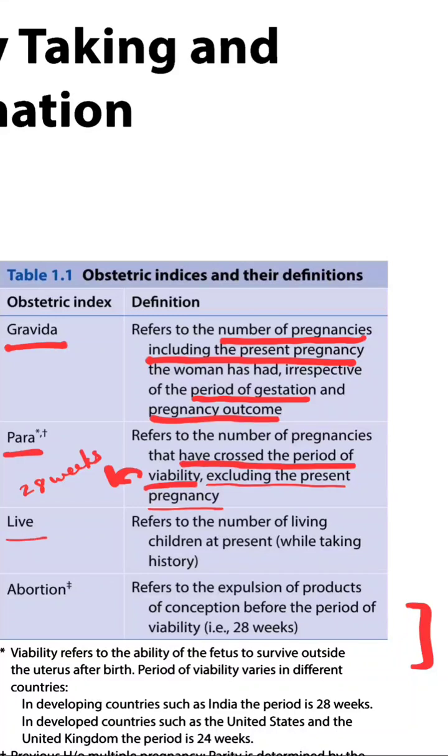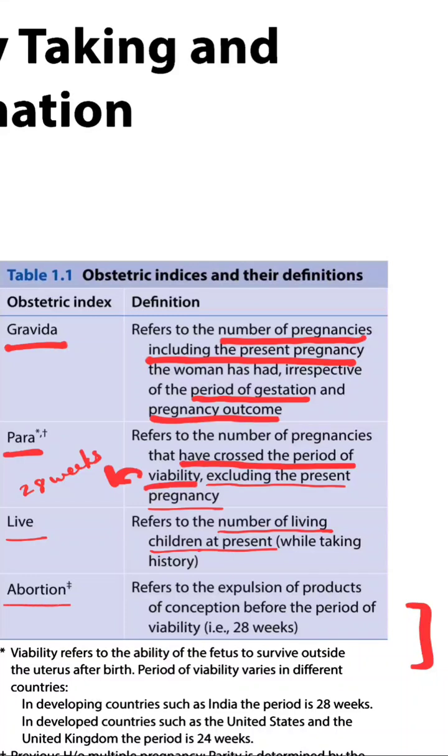Next, what is live? L for live birth. It refers to the number of living children at present. While taking history, you need to see how many children the woman is having at present.